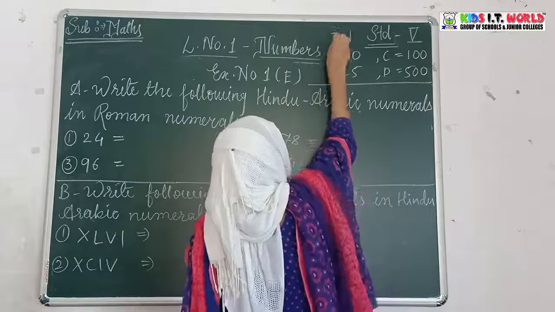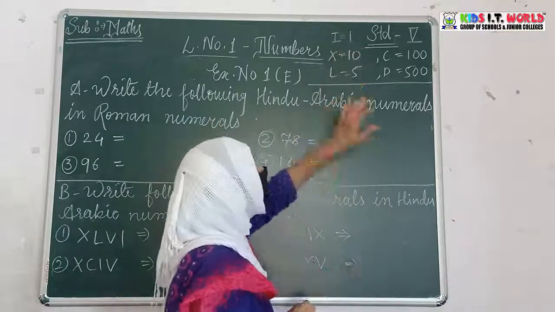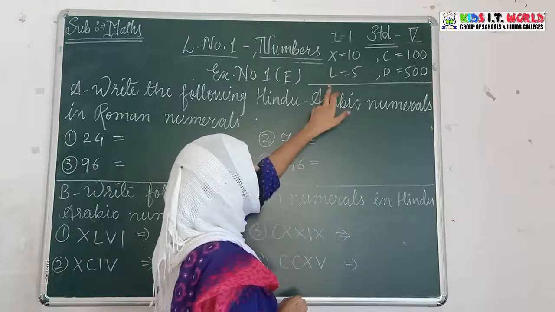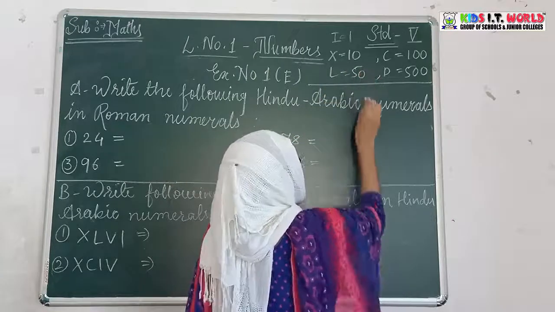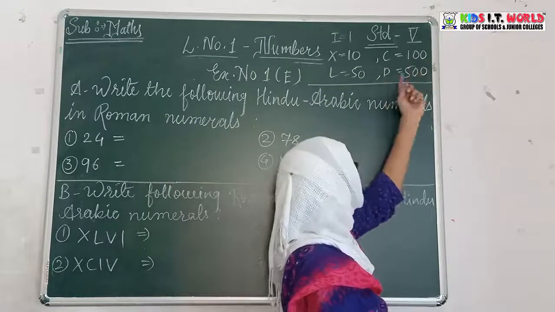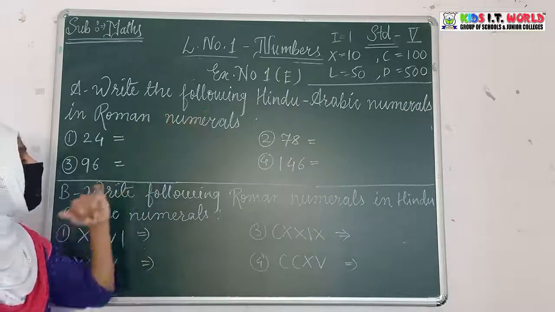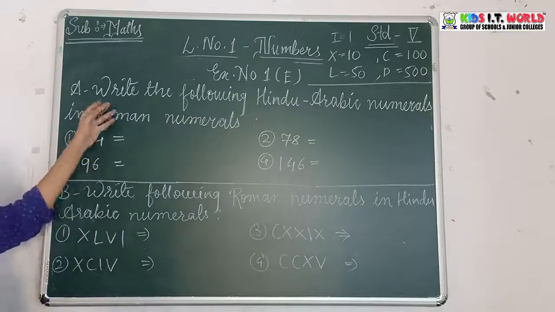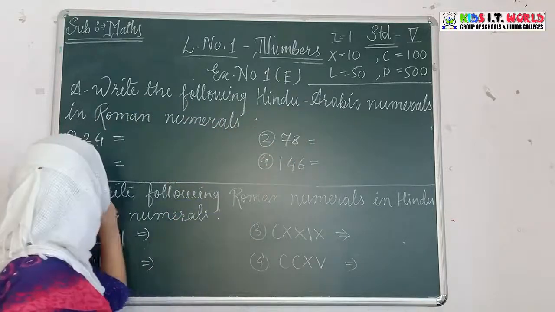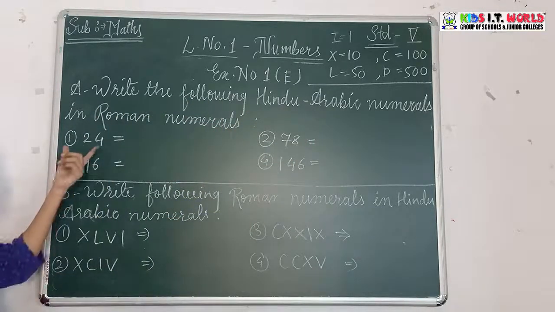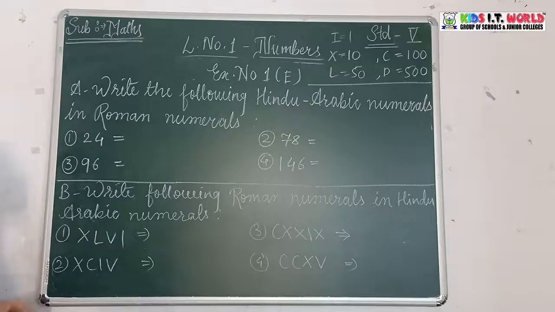So here I stands for 1, X stands for 10, L stands for 50, C stands for 100, D for 500 and M stands for 1000. So using those alphabets you have to write the following Indo-Arabic numerals in Roman numerals. Means in the simple form they have given the numbers and you have to convert them into Roman numerals.